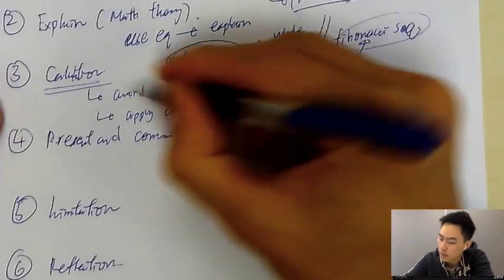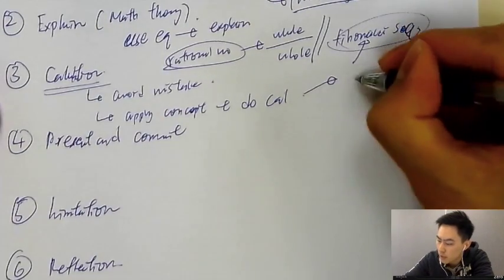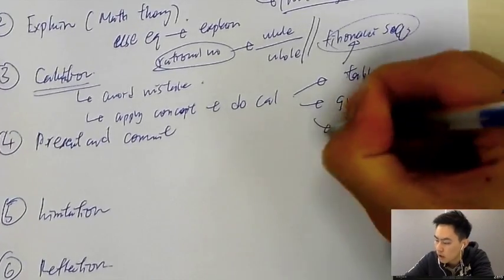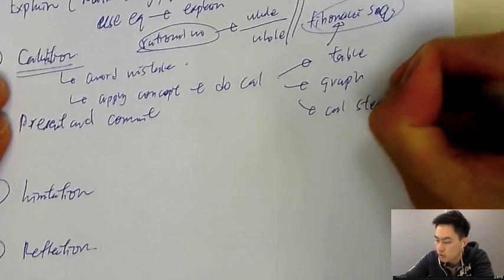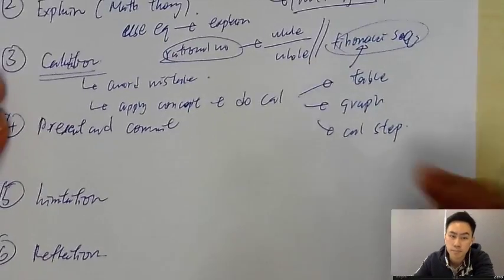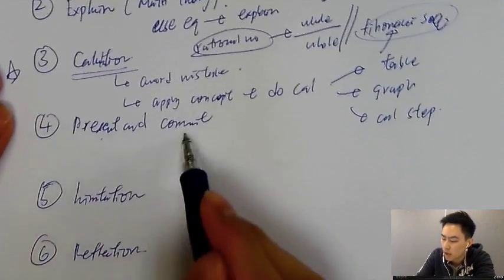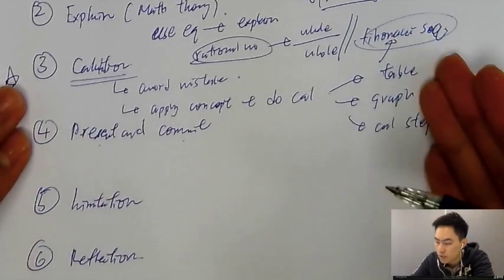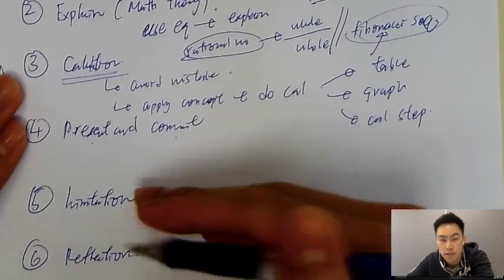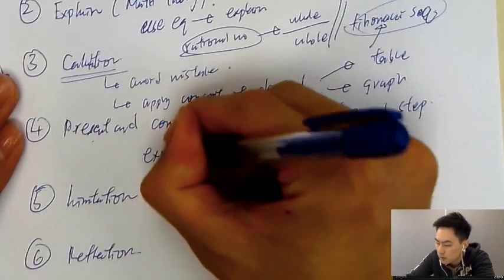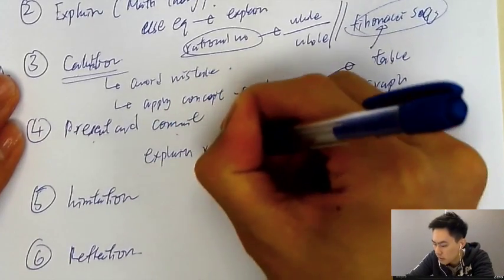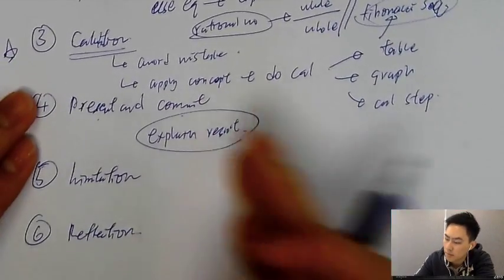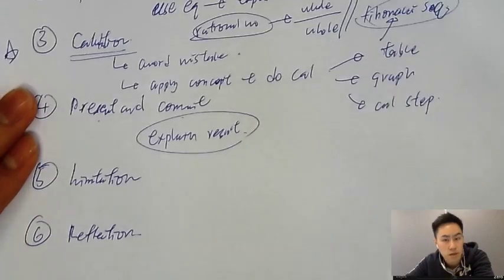In this part, you can make tables, graphs, and show all your calculation steps. Show every single step, and then present and comment on the results. When you get some results, the numbers after a calculation, you have to explain what they mean. Explain the result. This also counts for a lot of marks, and that depends on how well you interpret the results.